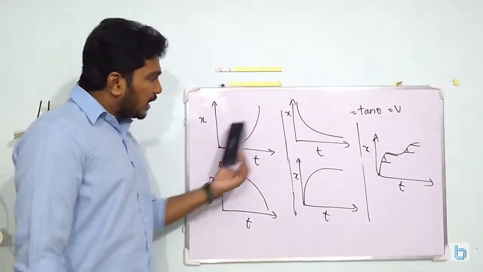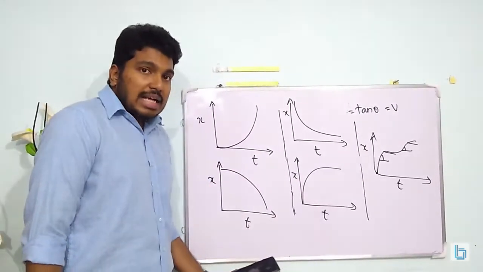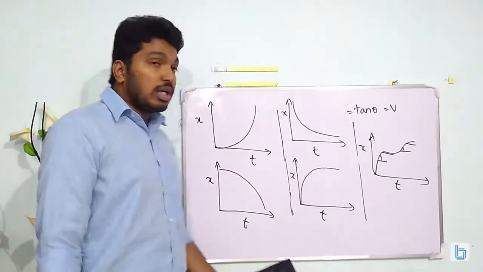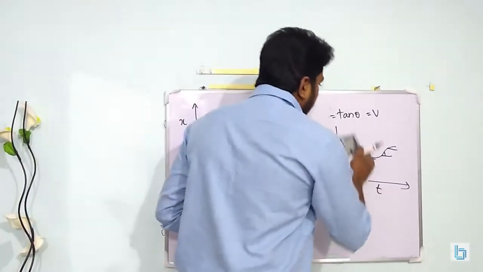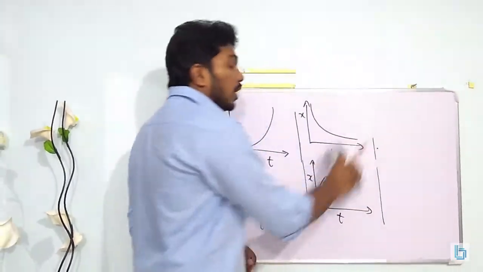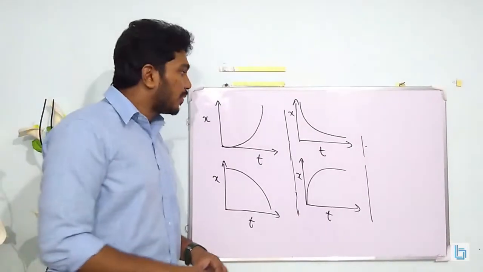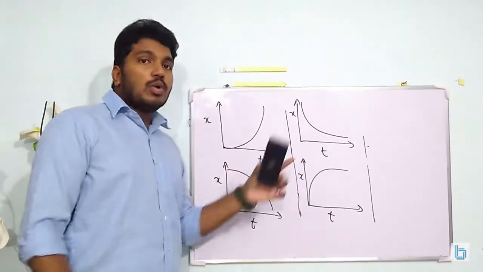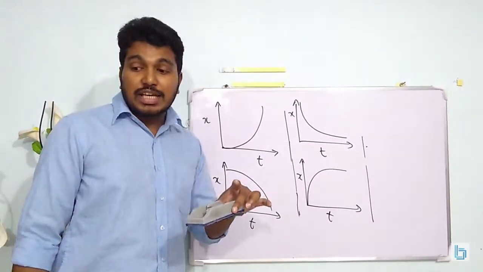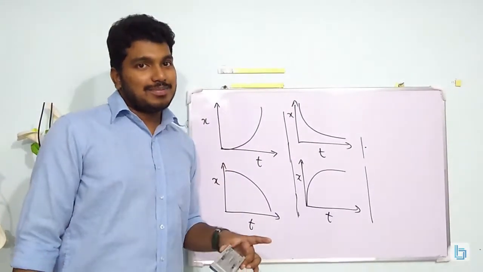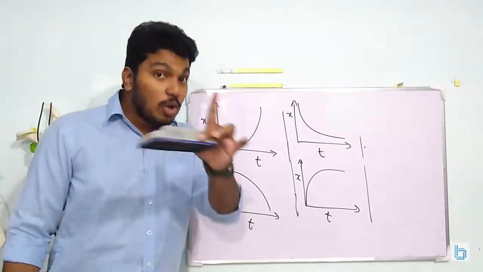Okay, so when these four graphs come like this, is it acceleration or deceleration? How do you identify? And that process is actually very simple. Let me teach you how. Now if you look at the slope here, we know that the slope of xt graph will give you velocity. Okay, slope of xt graph gives you velocity.